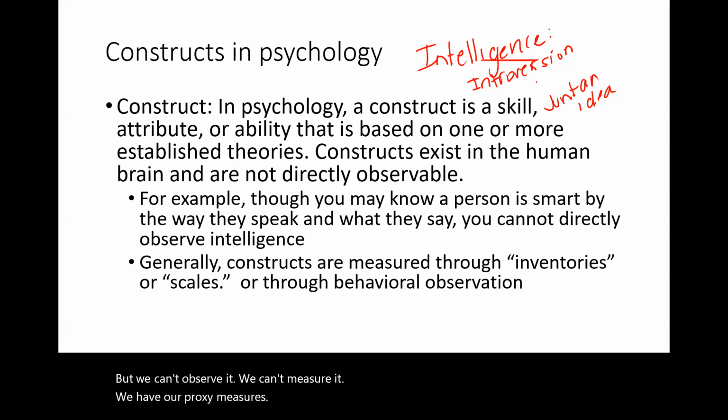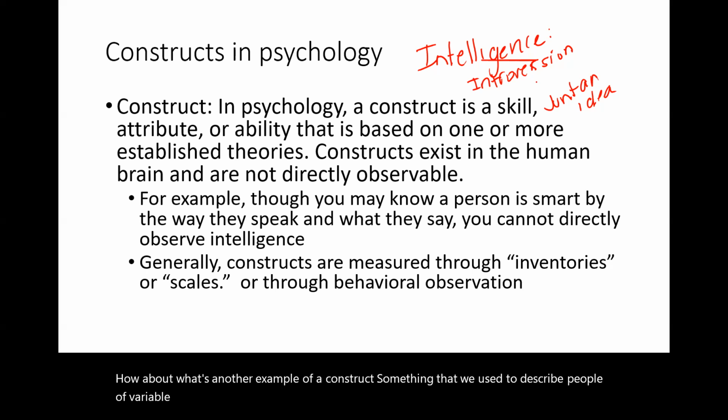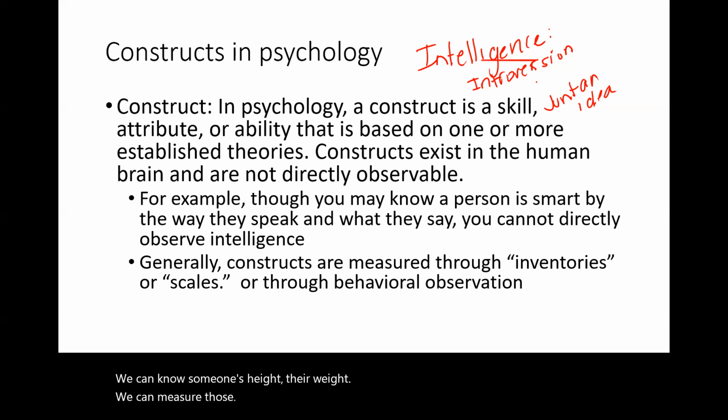How about, what's another example of a construct? Something that we use to describe people, a variable, but something that cannot be directly observed or measured, that we have to ask someone about. We can't know it just by looking. We can know someone's eye color by looking. We can know someone's height, their weight. We can measure those. Maybe their fear. Fear is a construct.